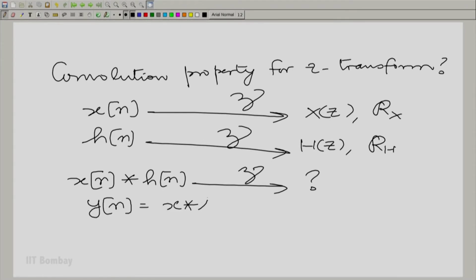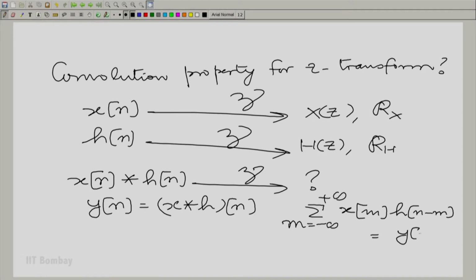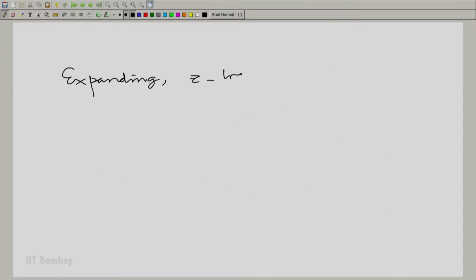What would it be by expression? Let us give this convolution a name. Essentially, it would be summation n going from minus to plus infinity x, well, you want to use a different variable, so you can call it m, going from minus to plus infinity x of m h of n minus m, and this is y of n. This needs to be Z transformed. So, you need to take summation n going from minus to plus infinity and put a z to the power minus n there and sum over n. Let us expand this now.